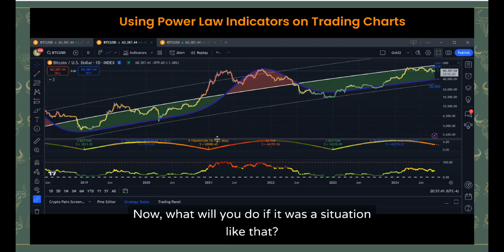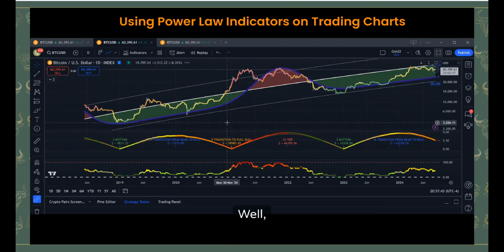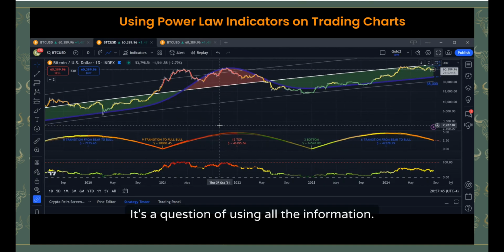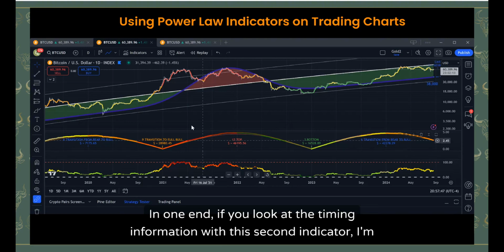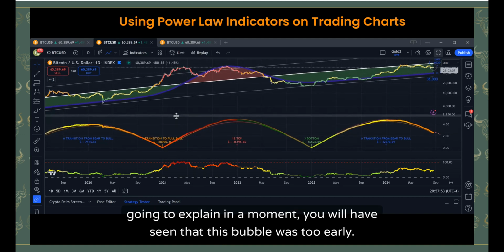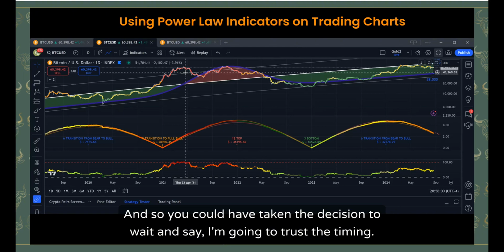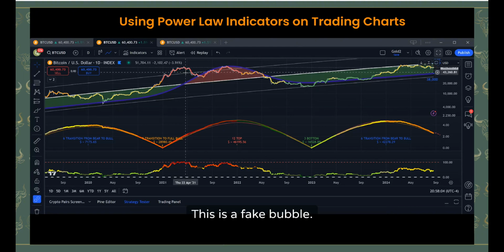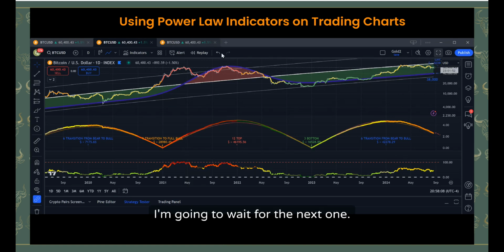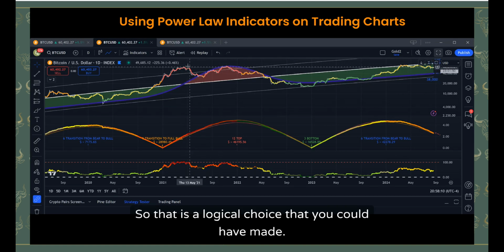Now, what will you do if it was a situation like that? Well, it's a question of using all the information. On one end, if you look at the timing information, with this second indicator that I'm going to explain in a moment, you would have seen that this bubble was too early. And so you could have taken the decision to wait and say, I'm going to trust the timing. This is a fake bubble. I'm not going to act on it. I'm going to wait for the next one. So that is a logical choice that you could have made.